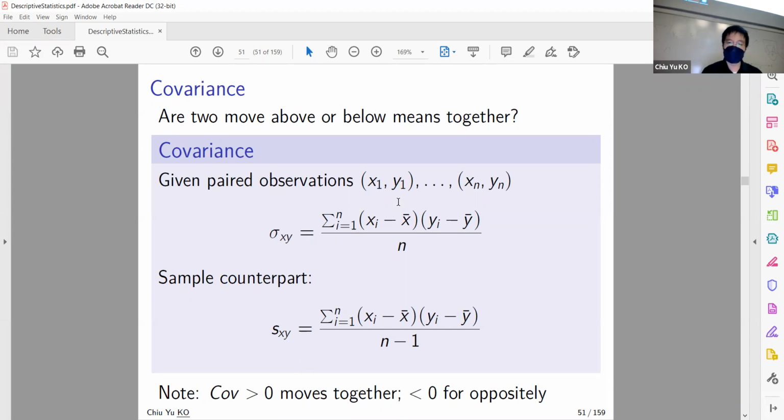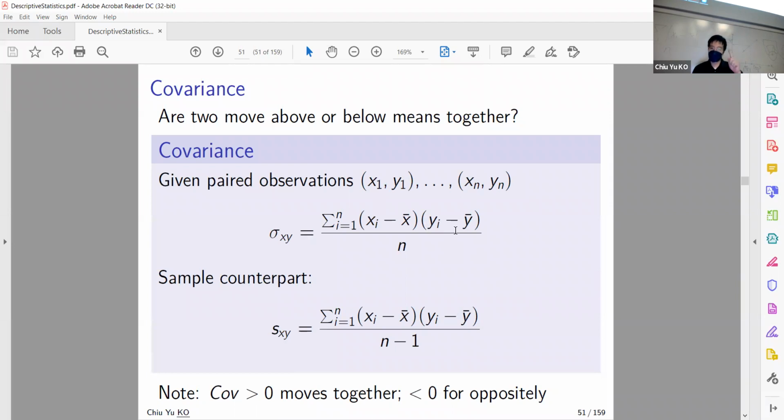observation of two things, you want to see whether they move together above mean and below mean. This is what this equation says. If you replace this guy by x, actually this is a variance. If y and x are actually the same thing, this is a variance. But we are looking at x and y at different times.